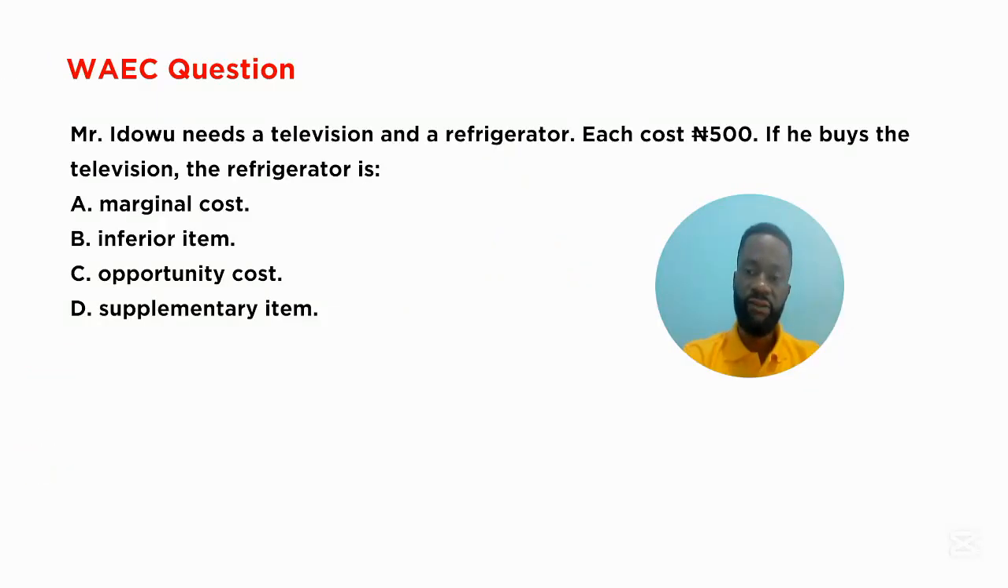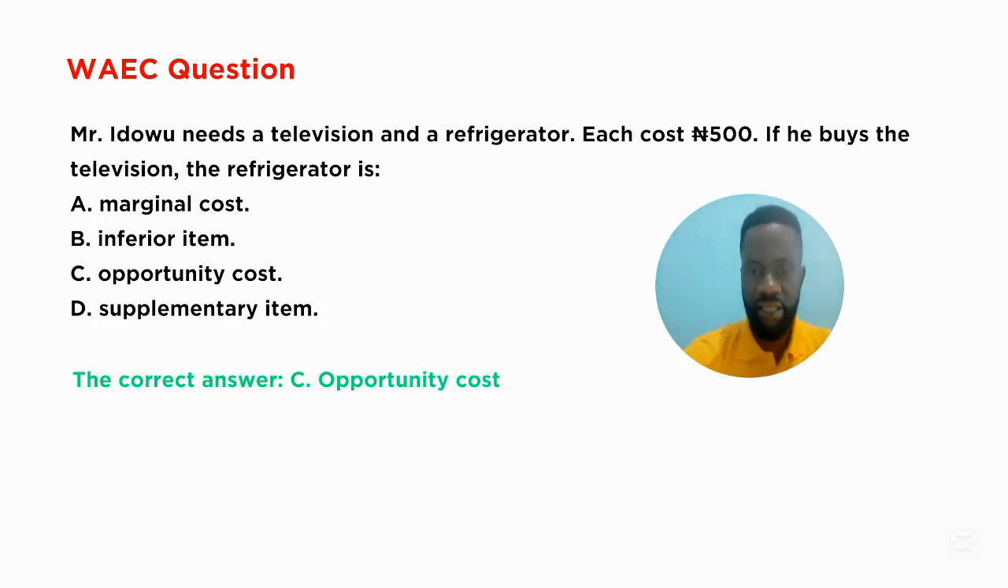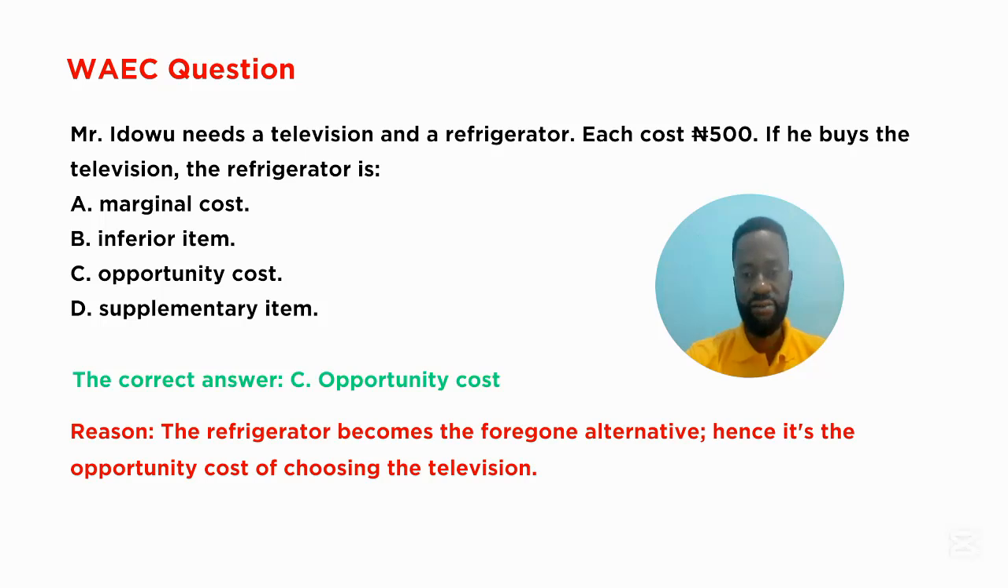And next question. Mr. Idowu needs a television and a refrigerator. Each costs 500 naira. If he buys the television, the refrigerator is dash. A. Marginal cost. B. Inferior items. C. Opportunity cost. And D. Supplementary item. The correct answer is C. Opportunity cost. That is, the refrigerator becomes the foregone alternative. Hence, it is the opportunity cost of choosing the television.